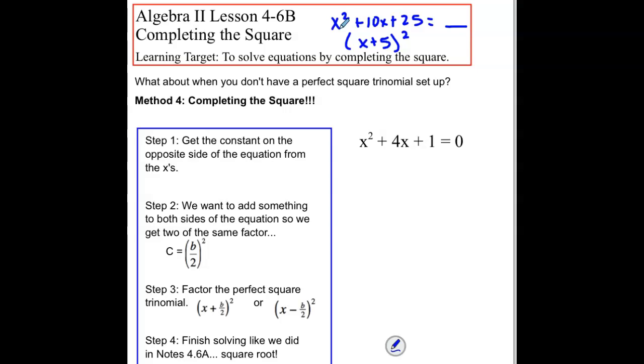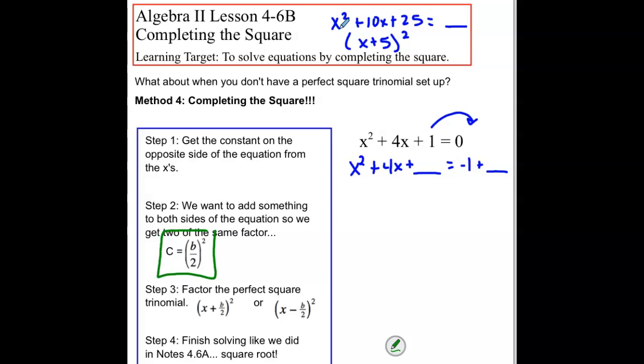So our first step is to get the constant on the opposite side of the equation from the x's. So I'm going to move the 1 to the other side by subtracting it over. Our second step is that we're going to add something to complete this, to turn this into a perfect square trinomial. We need to figure out the perfect number to go in there. But if we add something to the left, we have to remember we always add it to the other side as well. Now, to figure out what that missing number is, we use this equation.